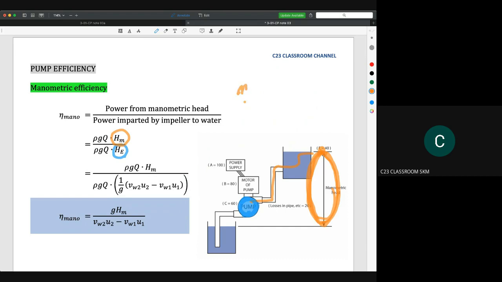So you know efficiency is normally output divided by input. We calculate the power in, which is something that occurs inside the pump. That's why we use Euler head here. And then if we want to calculate the output power, we need to calculate at the output point here, which means the manometric head. That's why we use manometric head for the output value here.